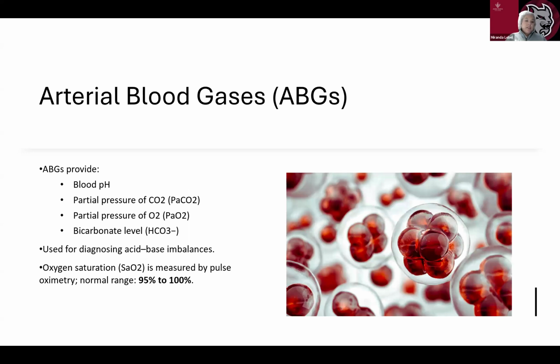So then we have ABGs. ABGs will allow us to see what the blood pH is, what that partial pressure of CO2 is, what that partial pressure of O2 is, and what that bicarb level is. These numbers are what we need to diagnose acid-base imbalances. Oxygen saturation is measured by pulse oximetry, and the normal range should be 95 to 100. But we know, as we've advanced our education, that a normal range is patient specific.